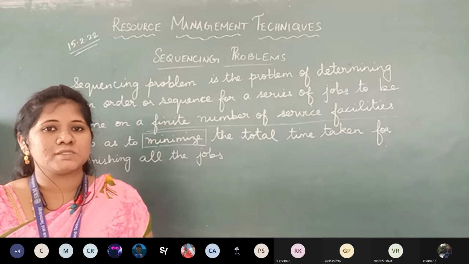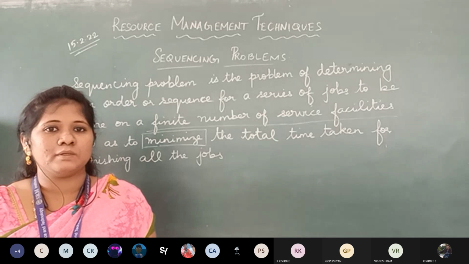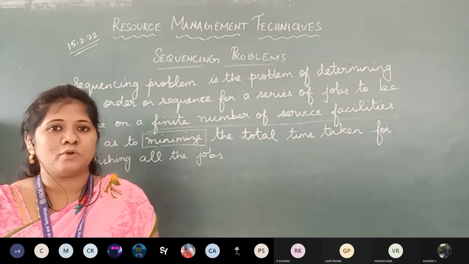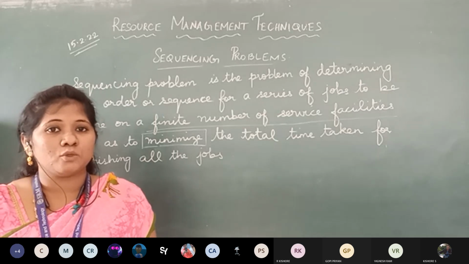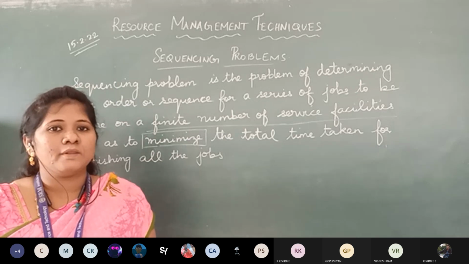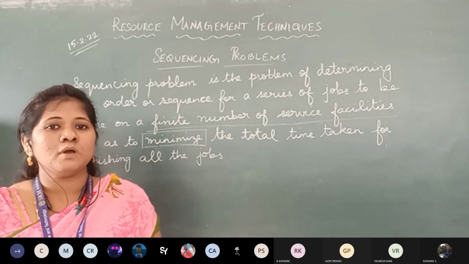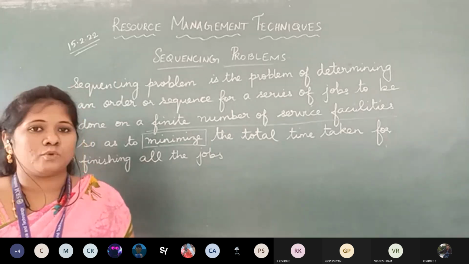Whereas idle time, from the name itself, means you're not doing any work. In that total elapsed time, the time taken to be idle, the time which is idle, will become your idle time in the sequencing problem.